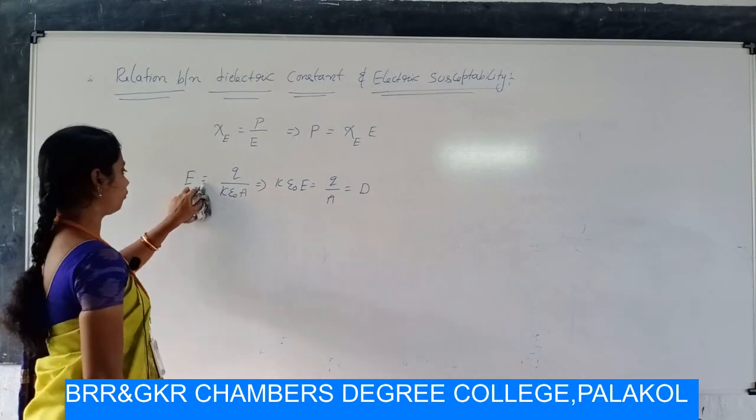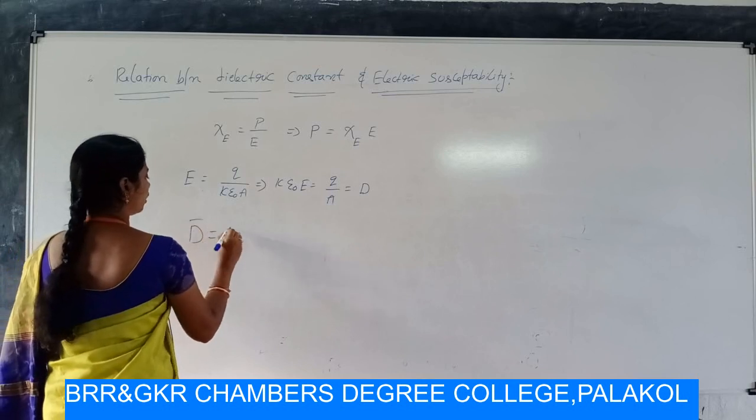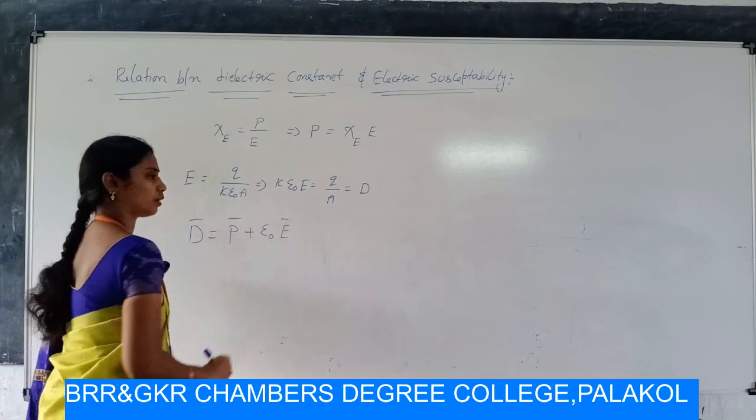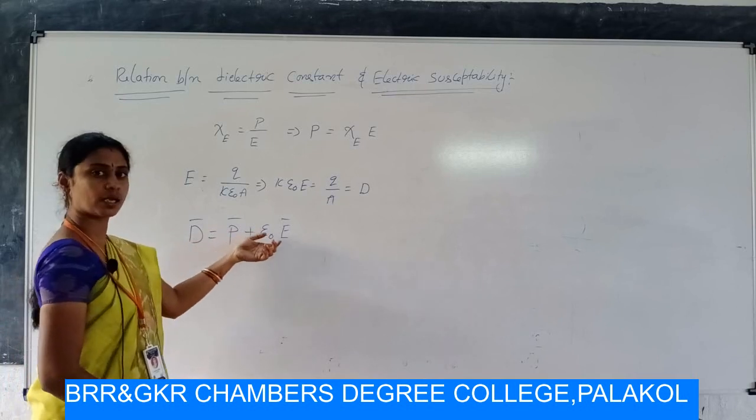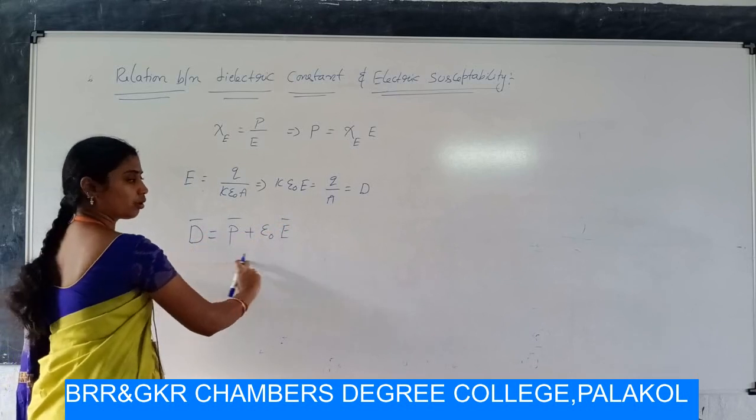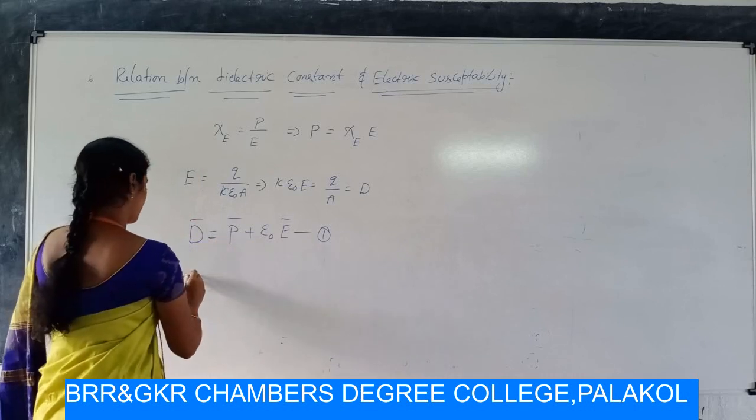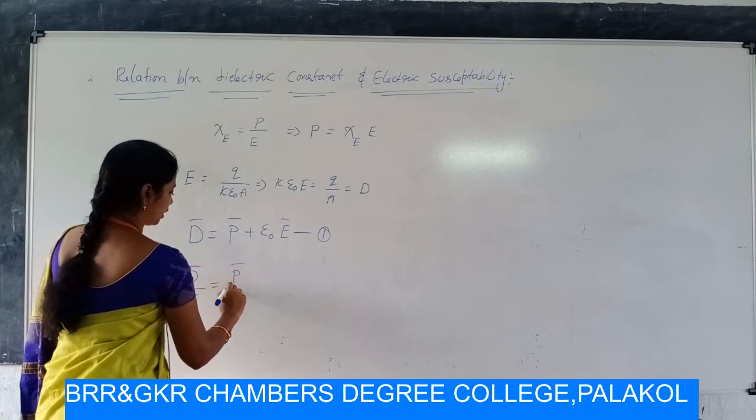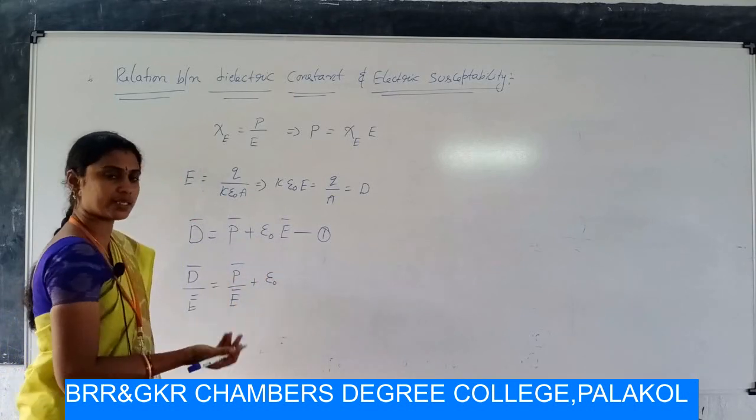We know the relation between the three electric vectors, which is D bar equal to P bar plus epsilon naught E bar. We already proved this in the last session. Here we divide by E bar throughout this equation, and consider this as equation 1. Then equation 1 becomes D bar by E bar equal to P bar by E bar plus epsilon naught. Here E bar is cancelled.